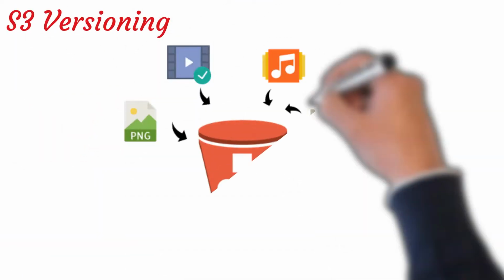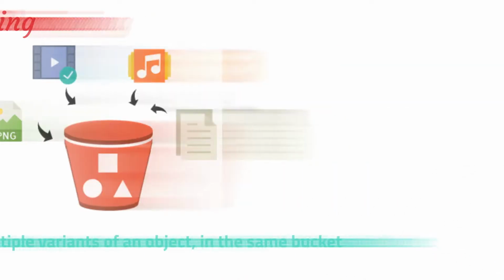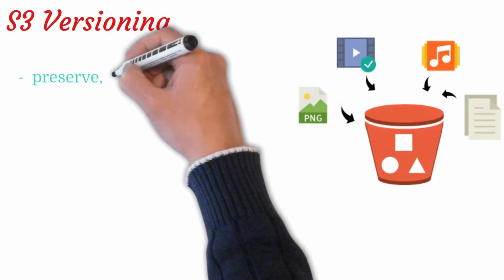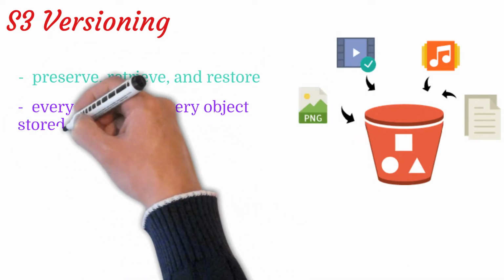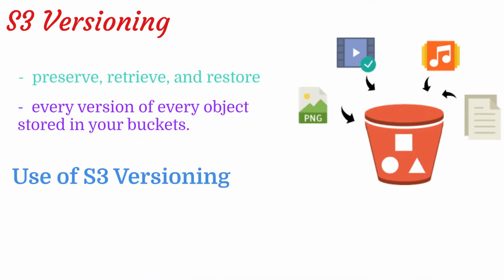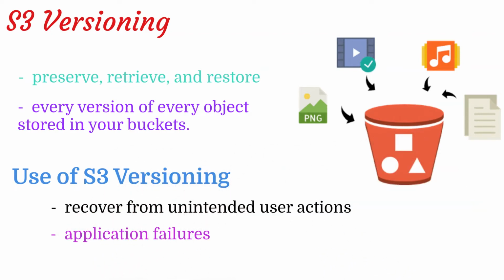You can use S3 versioning to keep multiple variants of an object in the same bucket. With S3 versioning, you can preserve, retrieve, and restore every version of every object stored in your buckets. You can easily recover from both unintended user actions and application failures.